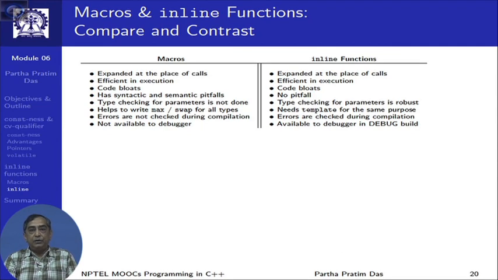The difference that I should highlight here, that with inline functions, one feature that the compilers have is, if you do a debug build, the inlining is not done. If you do a release build, the inlining is done. So, if you do a debug build, an inline function is just like any other function.